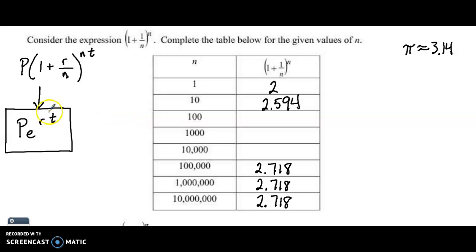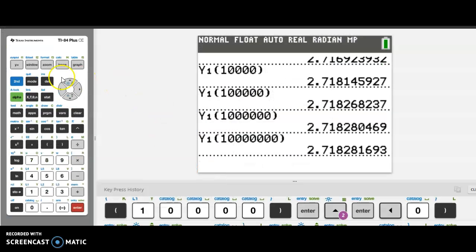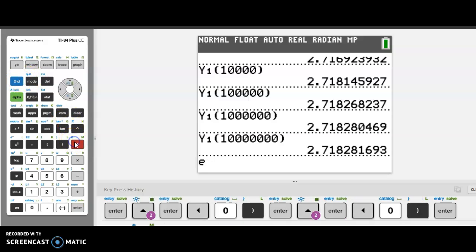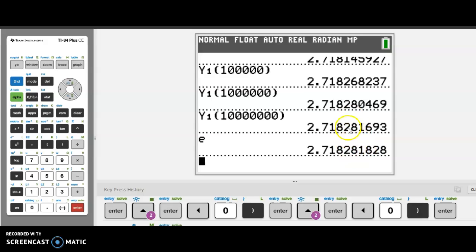And what does e actually stand for? Well, if we use our calculator, if I hit the division sign, and then enter, see how it's pretty much the same number.